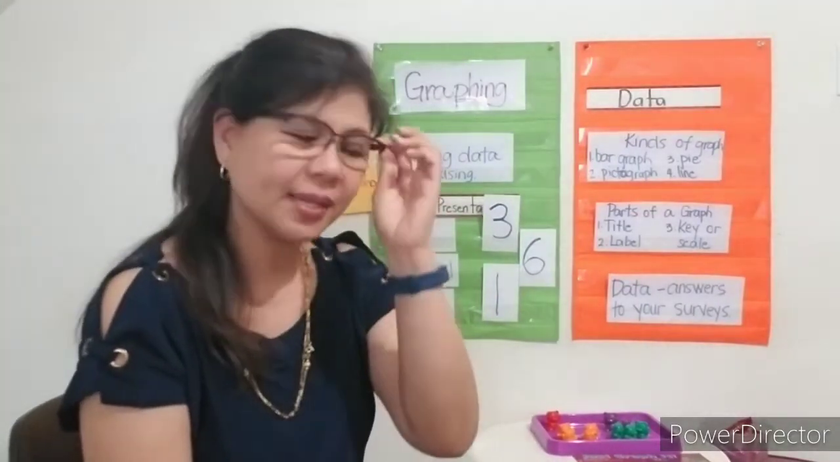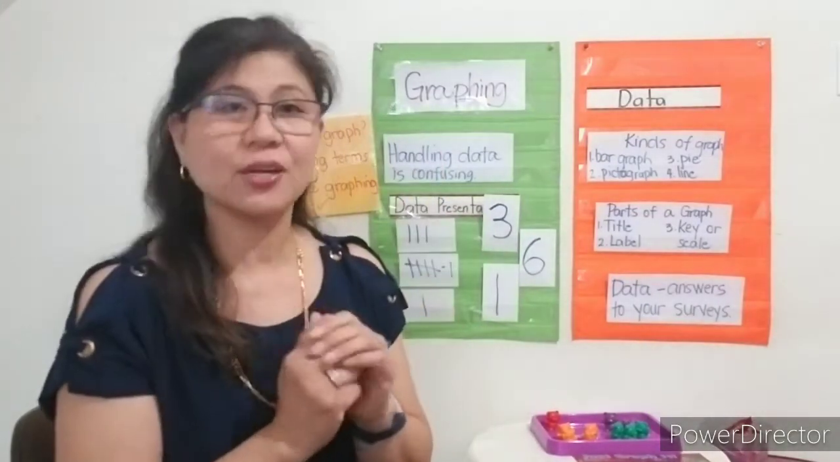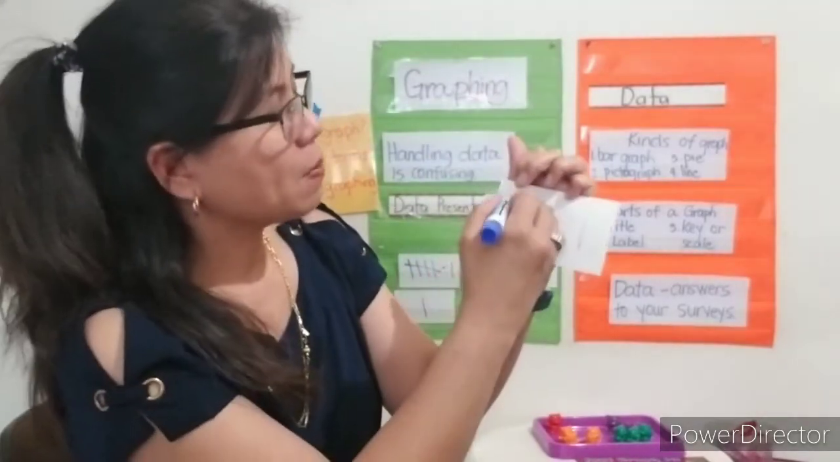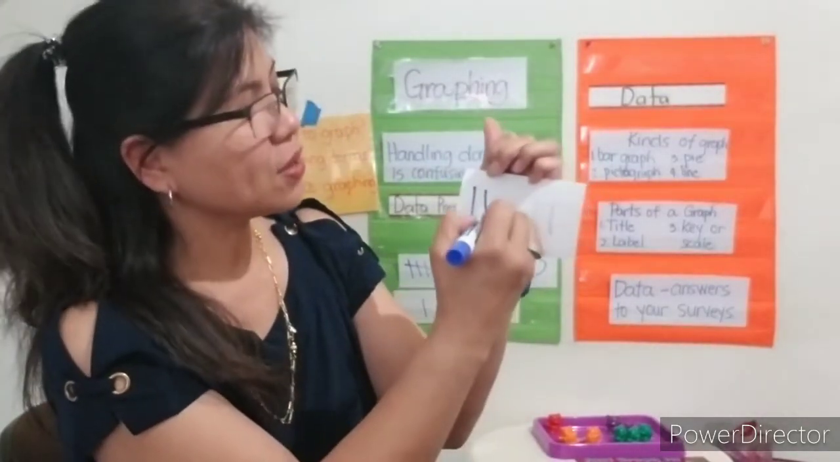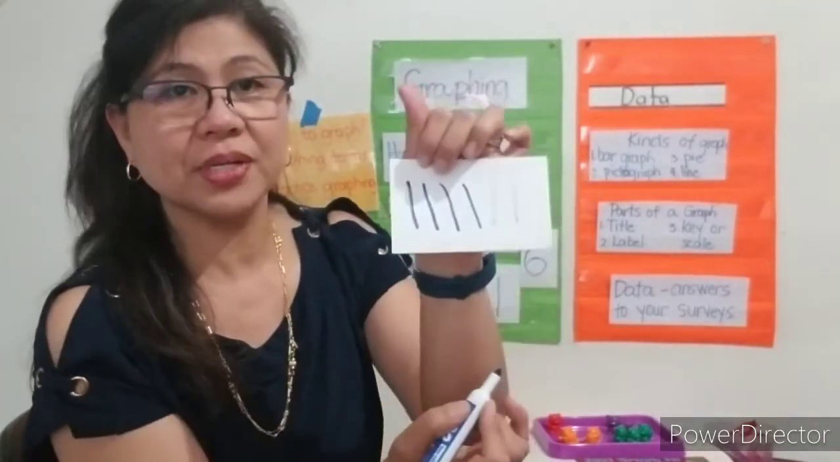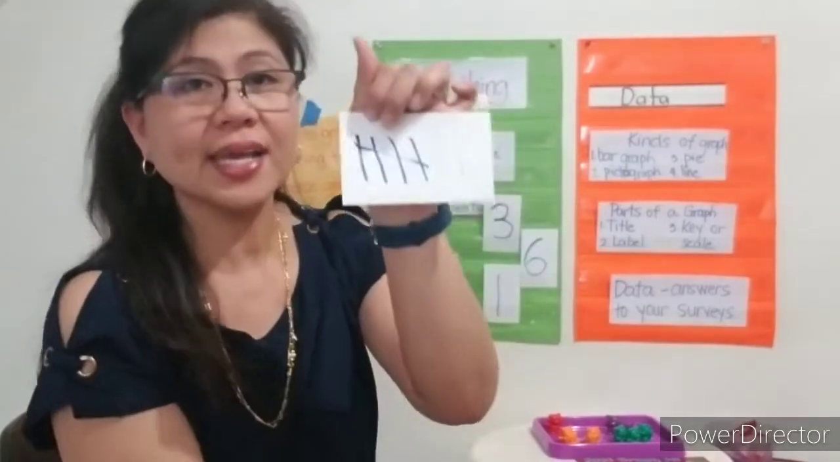Remember that song again? Mark down a tally, put it in a row. Mark down a tally, put it in a row. Mark down a tally, put it in a row. The fifth one is the slash. Let's do it again. Mark down a tally, put it in a row. Mark down a tally, put it in a row. Mark down a tally, put it in a row. The fifth one is a slash.